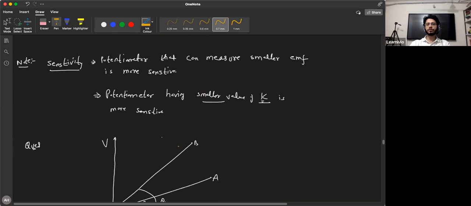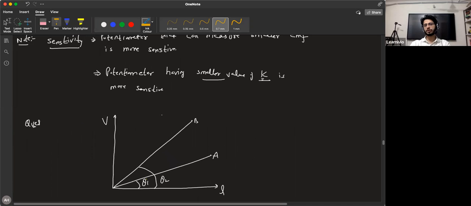Now let's do a straightforward question. This is from the previous year. So you have two potentiometers, one is A and the other is B. Can you tell me which one is more sensitive, A or B? Just by looking at this diagram, can you tell me which one is more sensitive? Just tell me which one has higher value of K, A or B? B. B has higher value of K, right? Very good, you're right. B has higher value of K. So the one having higher value of K is less sensitive.